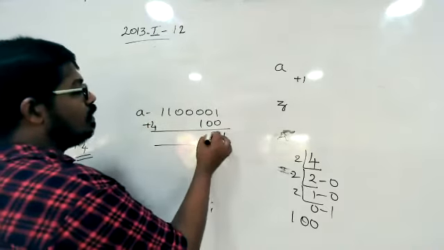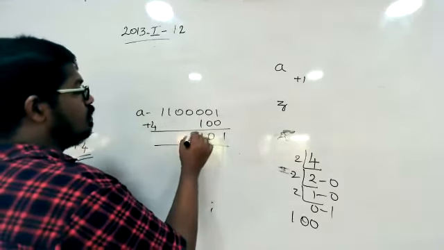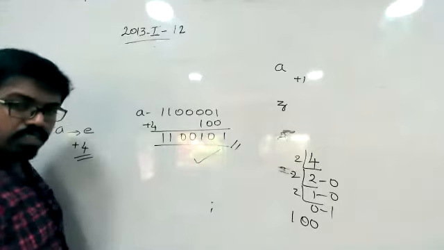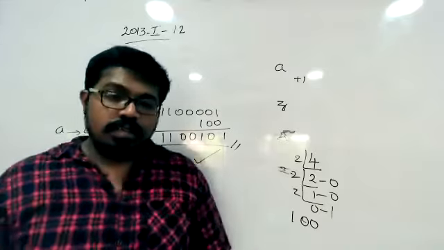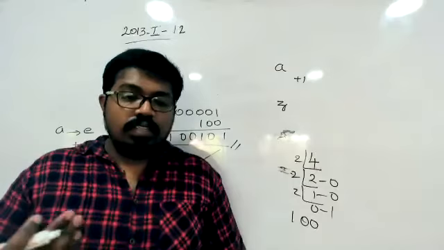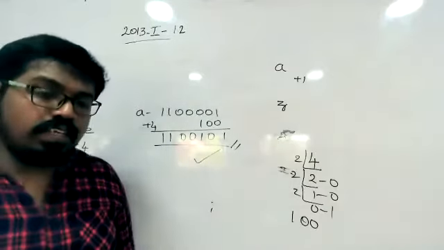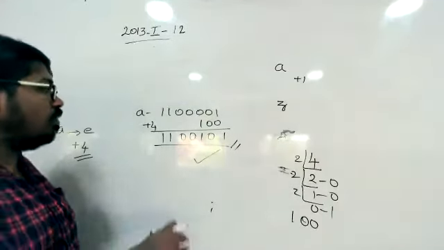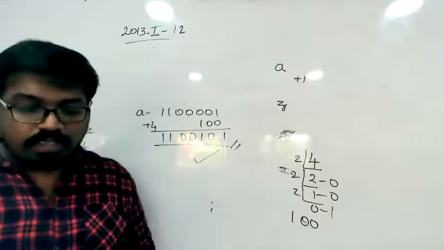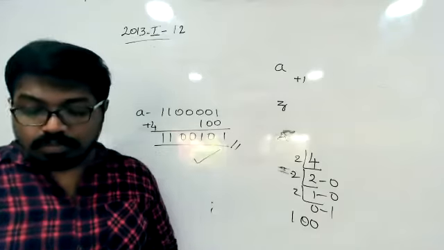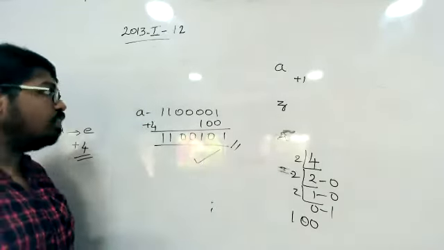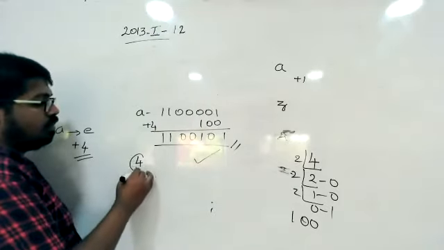1 0 1 0 0 1 1 0 0 1 1. This is your answer. But as I said earlier, practice makes it possible, right? So you have to do it again and again. So the answer will be 1 1 0 0 1 0 1 1 1 0 0 1 0 1. The fourth answer option, right?